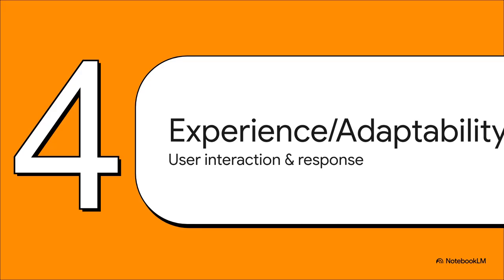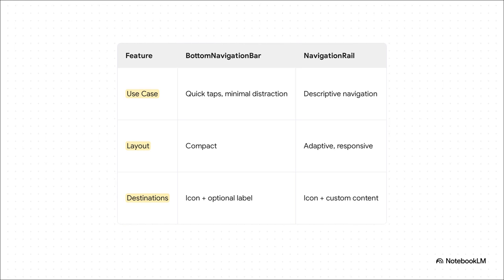Okay, but it's not just about the screen size. That's kind of the easy part. We also have to think about the user experience. You know, how people actually interact with these things and how our app should intelligently adapt. Let's really break this down. The bottom navigation bar is all about quick, simple taps with minimal distraction. Get in, get out. The navigation rail, though, gives you room to be more descriptive. Because you have way more space, you can use longer labels, maybe even some custom content. It's just naturally more adaptive and built for more complex apps.